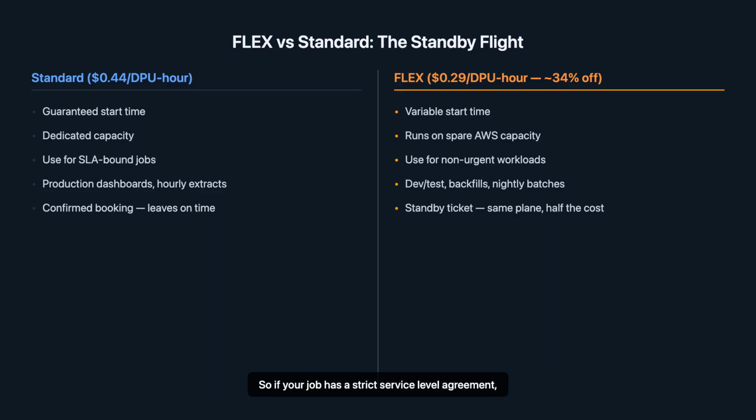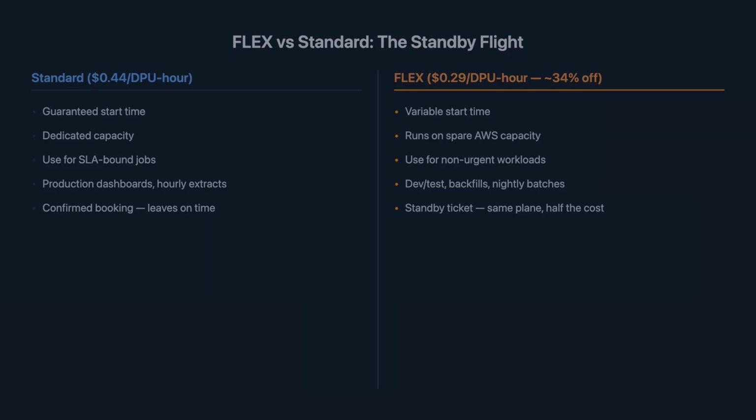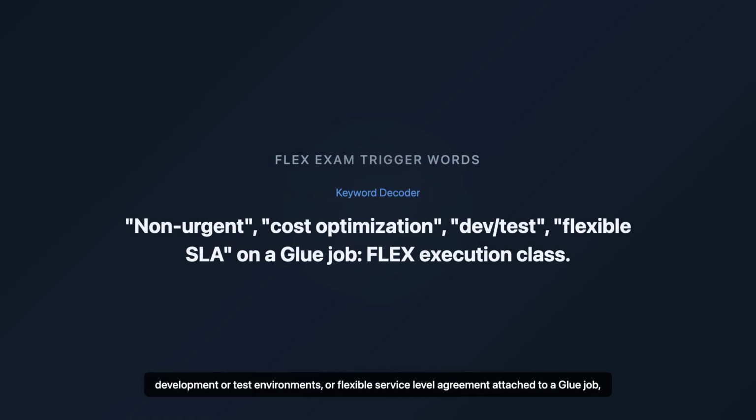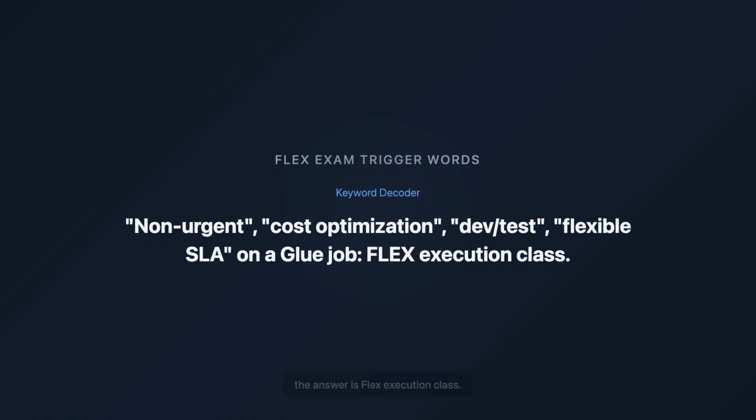So if your job has a strict service level agreement, like an hourly extract feeding a production dashboard, you stay on standard. But if it's a nightly backfill, a dev environment, or a one-time historical reprocess, Flex is the obvious answer. Lock these trigger words into memory. If you see non-urgent, cost optimization, development or test environments, or flexible service level agreement attached to a Glue job, the answer is Flex execution class.